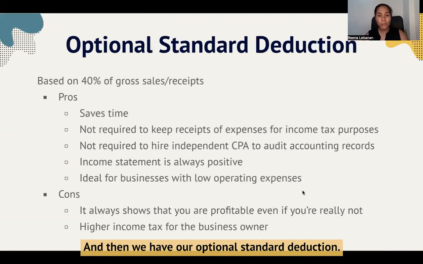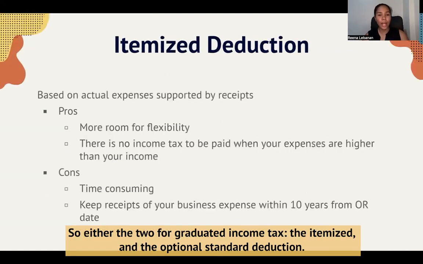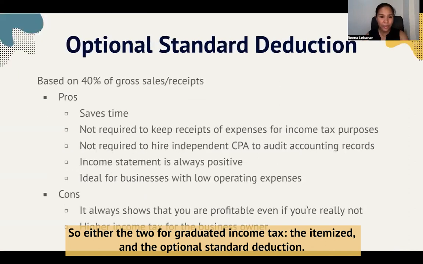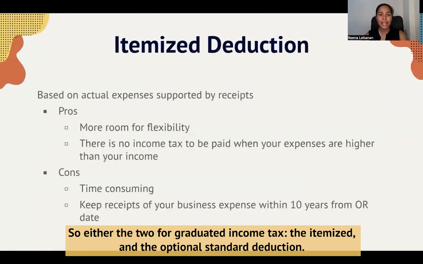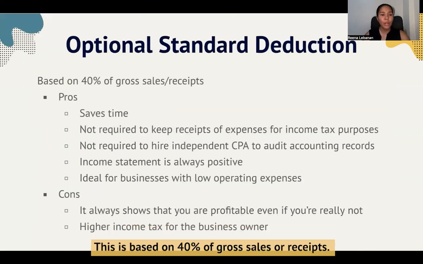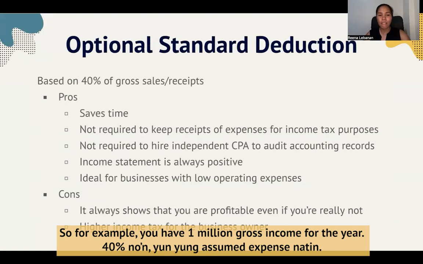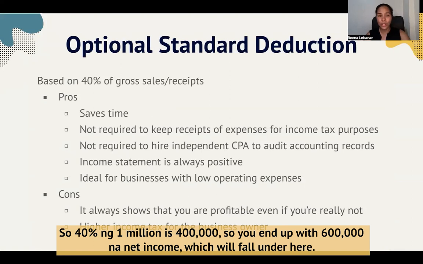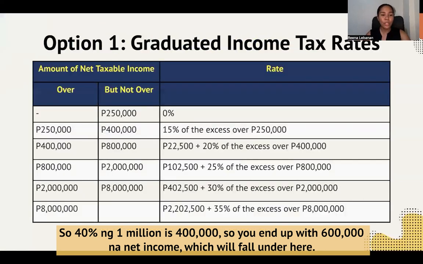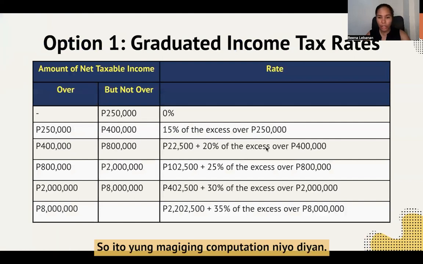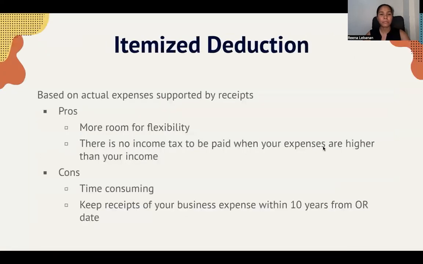And then we have our optional standard deduction. So either the two for graduated income tax, the itemized, and the optional standard deduction. This is based on 40% of gross sales or receipts. So for example, you have 1 million gross income for the year. 40% nun yun yung assumed expense natin. So 40% ng 1 million is 400,000. So you end up with 600,000 na net income, which will fall under here. So ito yung magiging computation nyo dyan.